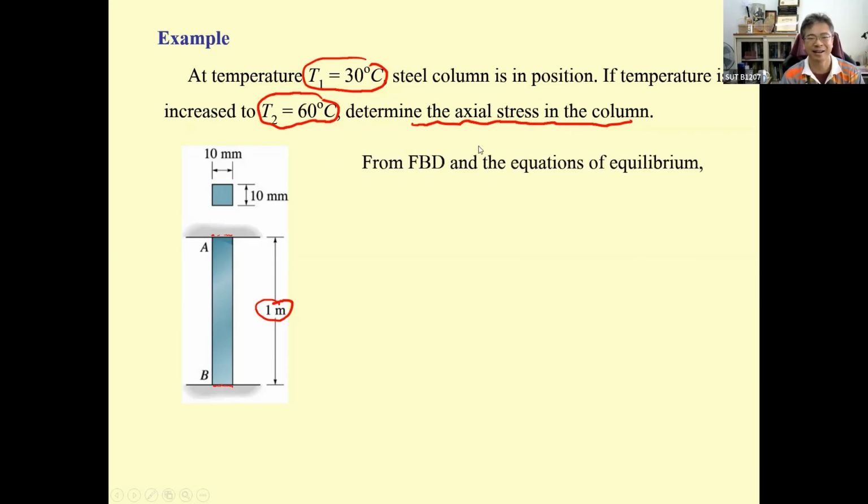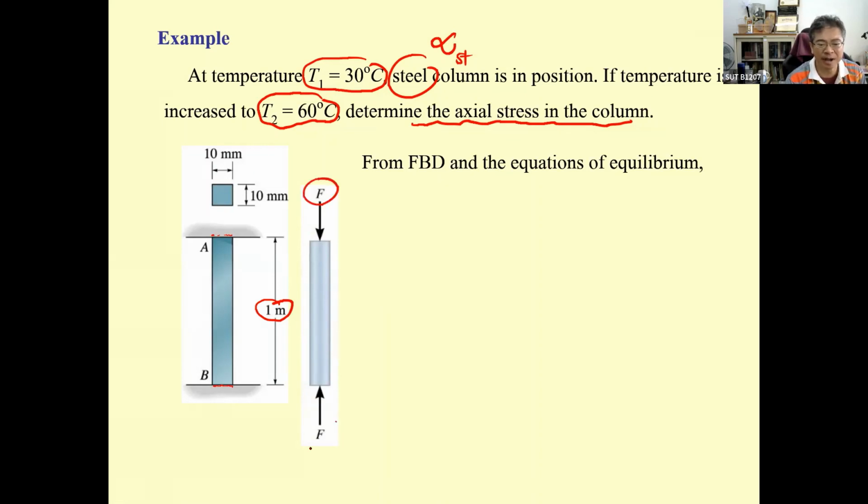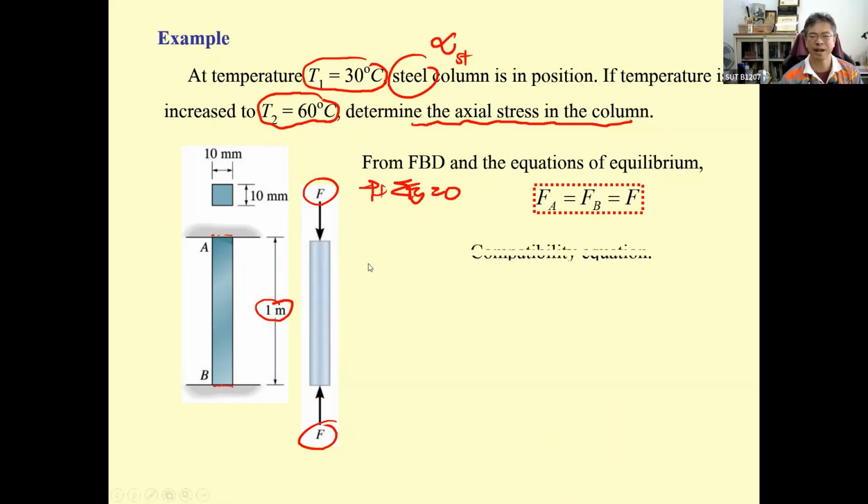And the steel is going to be the material, so it's going to be the alpha of the steel. The free body diagram is the same as the first example, and the forces that occur are going to be equal. Then summation of F sub y equals 0. The force reactions must be equal. And then what we have is compatibility. The deformation may occur, but the sum of them must be 0.